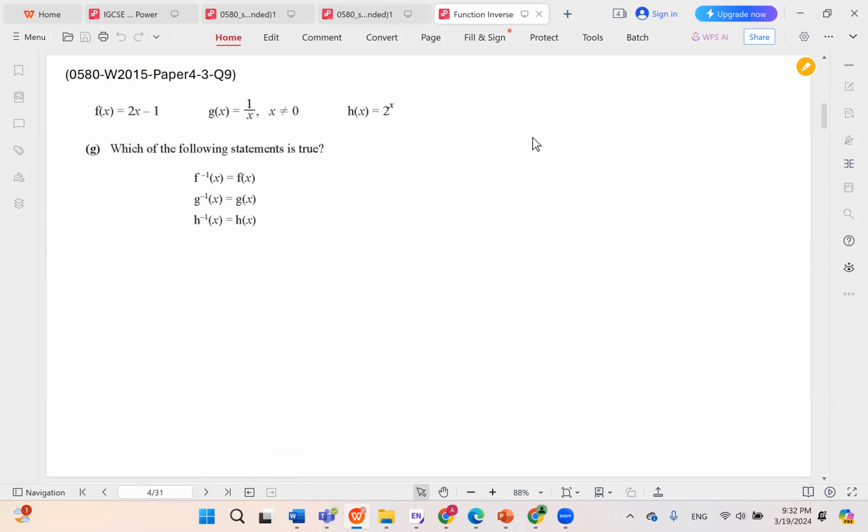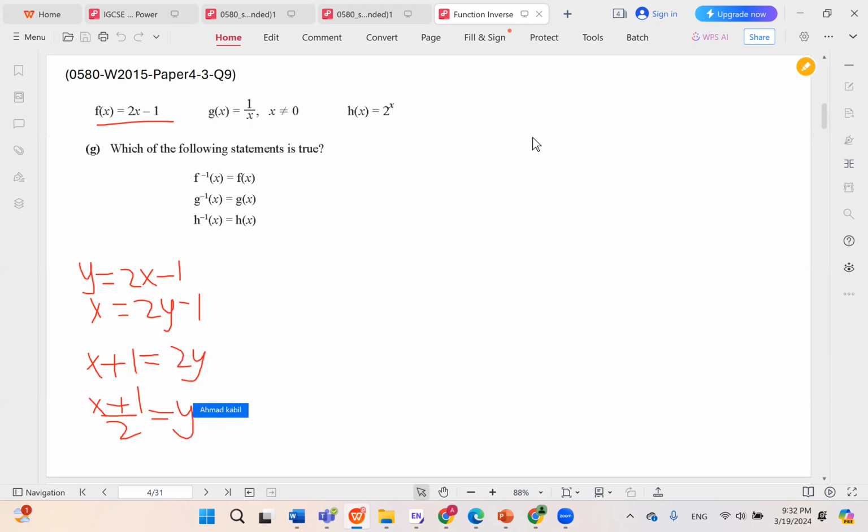We are given three functions here, and we are required to figure out which one of these is equal to its inverse. So we have to do all of them and figure this out. For the first one here, we write y equals 2x minus 1, x equals 2y minus 1, x plus 1 equals 2y, x plus 1 over 2 equals y. And then we replace this with f inverse of x. So of course, this is not equal to f of x. They are not the same, so this is incorrect.